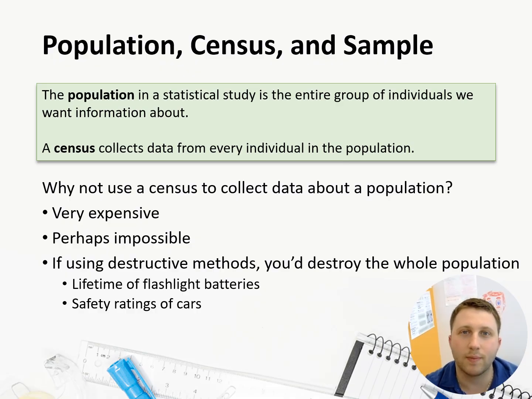And there are certain types of surveys where we're using destructive methods to learn about individuals. For example, if you're trying to learn the lifetime of a battery, the way that you do it is you drain the battery. By the end of that process, that battery is useless. So if you were to do that on all batteries in a population, you'd essentially destroy the entire population you're trying to learn about.